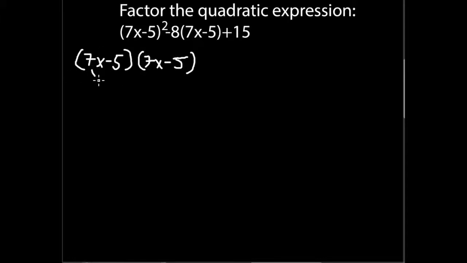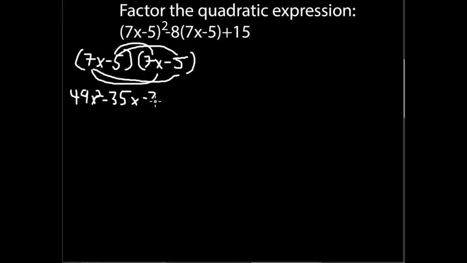Then I would use the FOIL method to expand this, multiplying 7x by 7x, 7x times minus 5, minus 5 times 7x, and minus 5 times minus 5. 7x times 7x is 49x², minus 5 times 7x is minus 35x. Minus 5 times 7x is minus 35x. And minus 5 times minus 5 is plus 25. Minus 35x and minus 35x equal minus 70x.